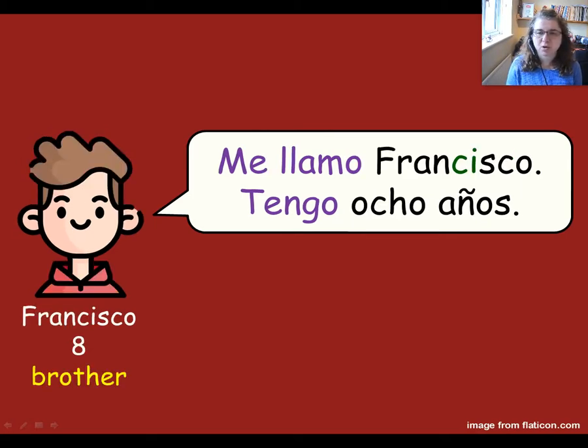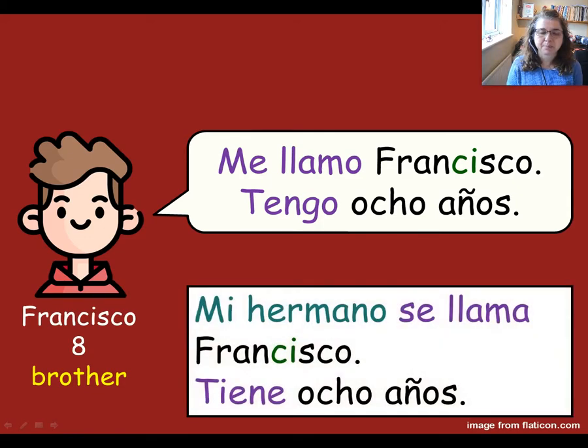Now, what about if we want to talk about them, if they are a member of our family or one of our friends? So, Francisco turns out to be my brother. So, we want to talk about him and say, My brother is called Francisco. He is 8 years old. We can't use me llamo and we can't use tengo because that's what he would use to talk about himself. Let's see how we would do that. Mi hermano se llama Francisco, tiene 8 años.